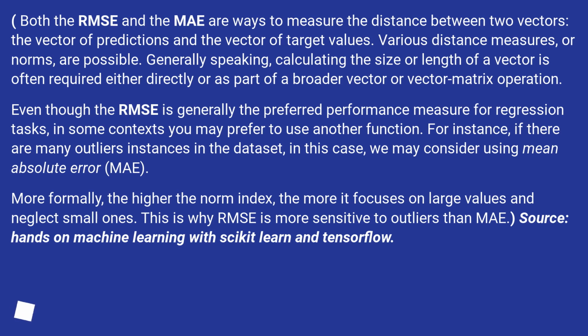More formally, the higher the norm index, the more it focuses on large values and neglects small ones. This is why RMSE is more sensitive to outliers than MAE. Source: Hands-on Machine Learning with Scikit-learn and TensorFlow.